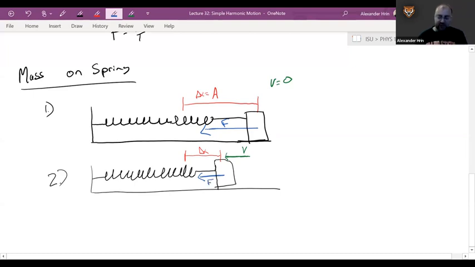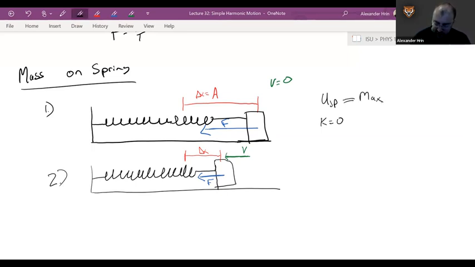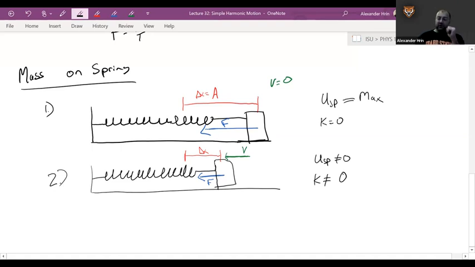Why is it smaller? Well, basically, it's because the spring isn't stretched as much. So what is happening here is this spring is exchanging some of the force for velocity, and we can think about this as an energy conversion. Over here we have U sub spring max, and our kinetic energy was equal to 0. Now U sub spring does not equal 0 here, and kinetic energy does not equal 0 here.